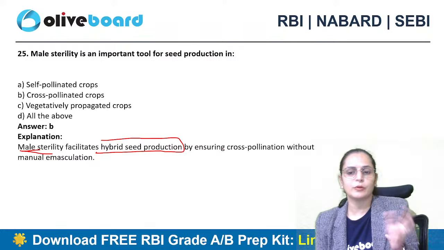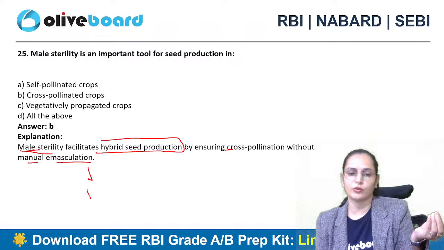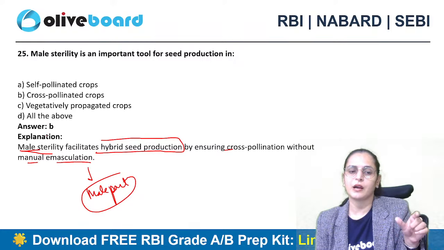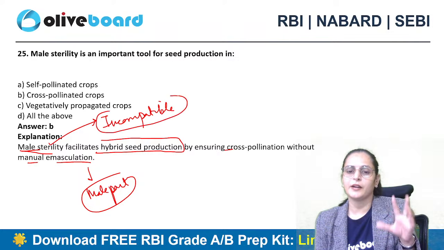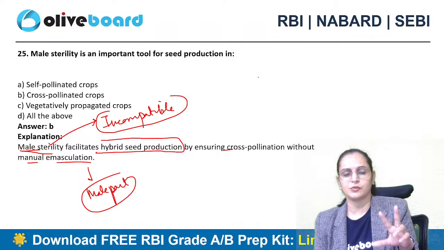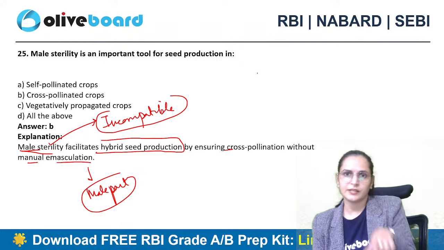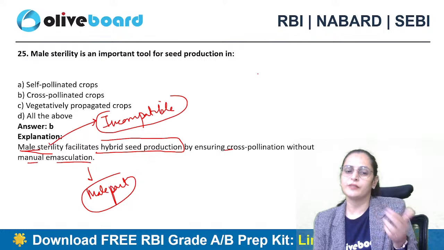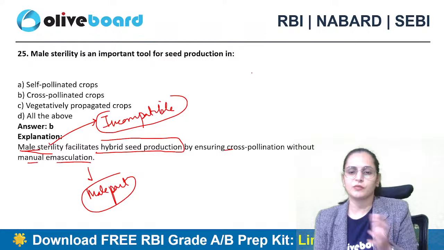Okay, because cross pollination will be the only way here. So you are not doing the manual emasculation, you are not removing the male part of the flower, because the male part of the flower is sterile. Okay, it is incompatible here. So when the male part of the same flower, which is bisexual, is incompatible, it will not pollinate the flower of the same plant. So that's how you always need pollinators to pollinate it, and that's how the hybrid seed production will be facilitated.